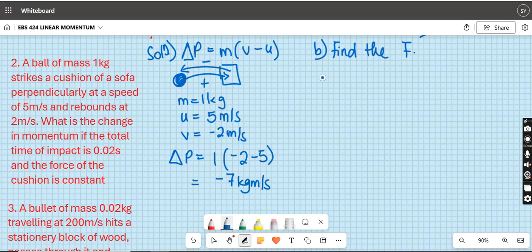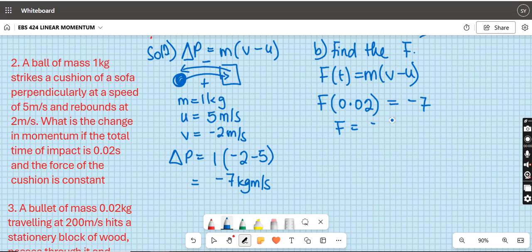F times t should give us our m(v minus u). That's the impulse. So if the time taken is 0.02, and that will be equal to the negative 7, which we already found, then our F will be negative 7 over 0.02. Now when we divide negative 7 by 0.02, we're going to have negative 350 N.